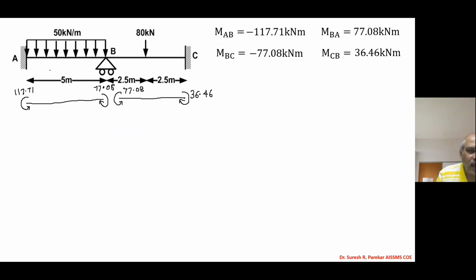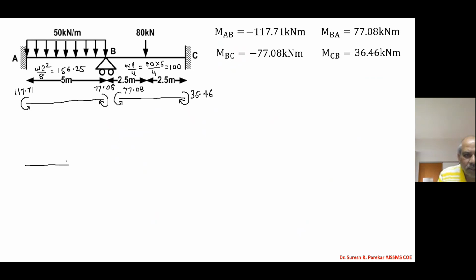Now we have this value WL square by 8, and we have W as 50, L as 5, so 5 square divided by 8 gives 156.25. And this is WL by 4. So WL is 5 by 4 and it will be 100. And now we will start.